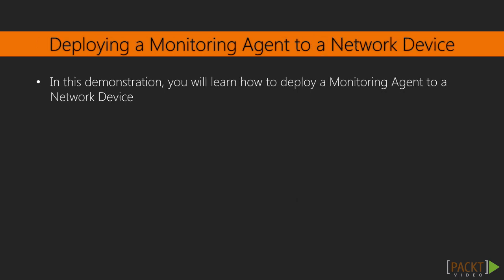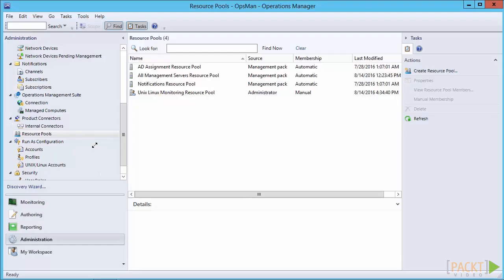In this demonstration, you will learn how to deploy a monitoring agent to a network device. Our first step in the process is to create a resource pool. From the Operations Manager console, click the Administration workspace and then click Resource Pool. And from our tasks, we're going to create a resource pool.